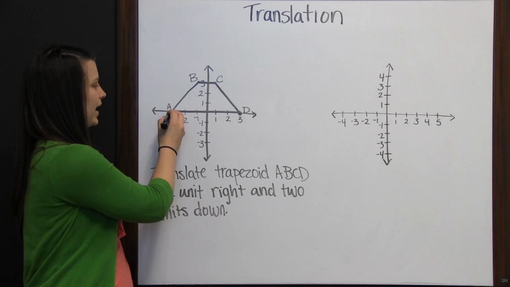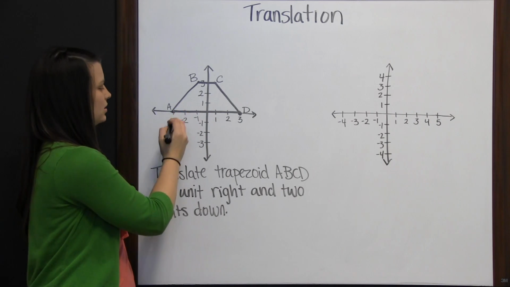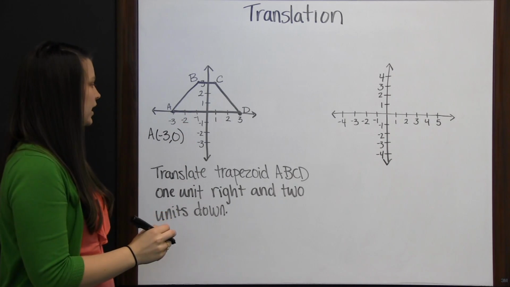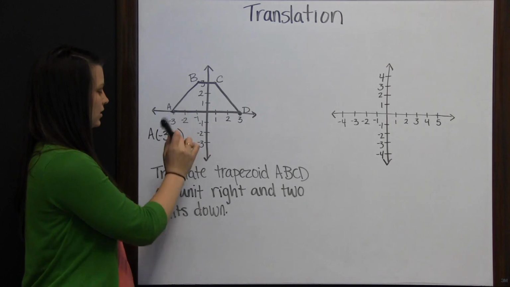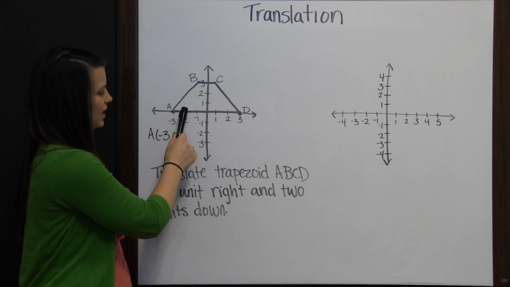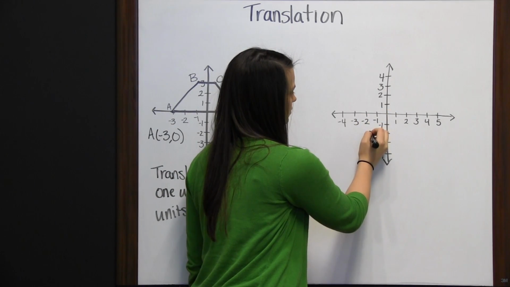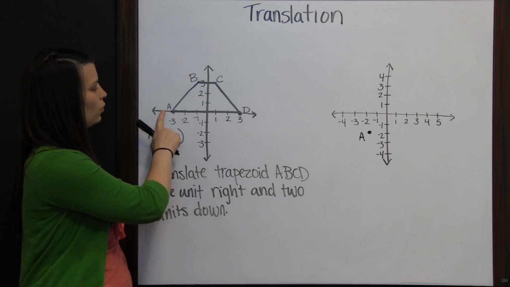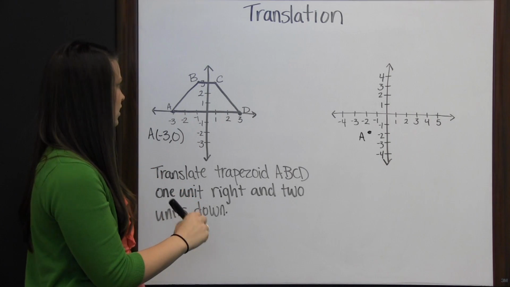Let's start with point A. Point A is at the ordered pair -3, 0. And we need to move it 1 unit to the right, so that would be at -2, and then 2 units down. So we would now be at -2, -2 for our slide. So -2, -2. That's where our new point A is, after we've moved it 1 unit to the right and 2 units down.